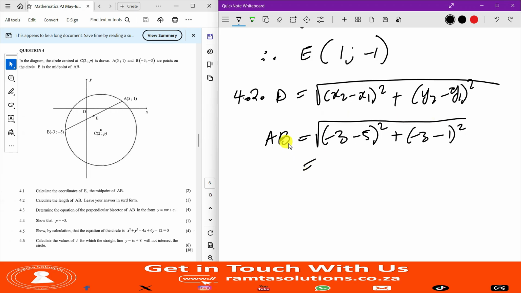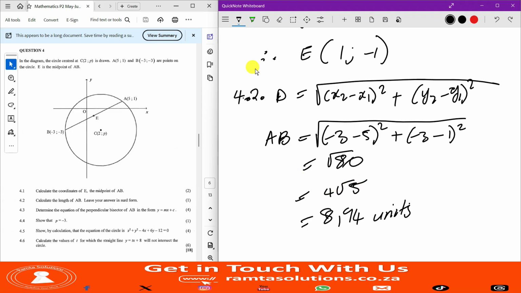So what is this now? I do see that we have 8 squared, which is 64, plus 4 squared, which is 16. So this is square root 80. If you like, you might need to write it as 4 root 5, but let me just get it in decimals. It is 8,94 units. Even if you leave it at 4 root 5, it's okay, guys.